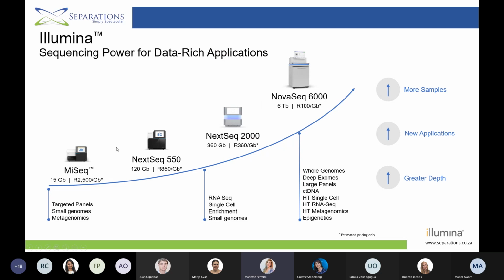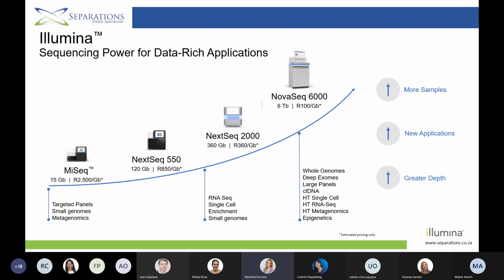Peter did talk about the pricing structure per gigabase and what it would cost you per gigabase on the different systems. Obviously, the cheaper the system and the lower the throughput of the system, the more expensive it is to sequence. And the larger the system, the cheaper it becomes.